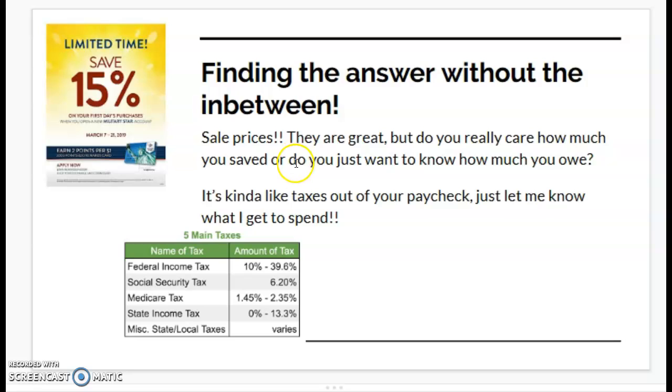Well, that's what we're going to get to do. We're going to be able to calculate a sale price because no one really cares how much you saved, just want to know how much you still owe. And what about taxes out of your paycheck? I know we've talked about that before, but holy cow, look at all these taxes that come out of there. That's insane. So let's find an easier way to do this.